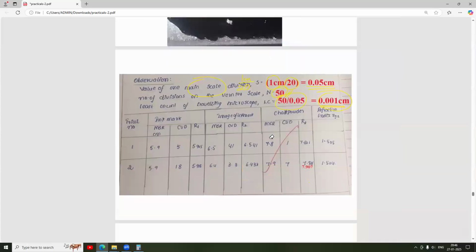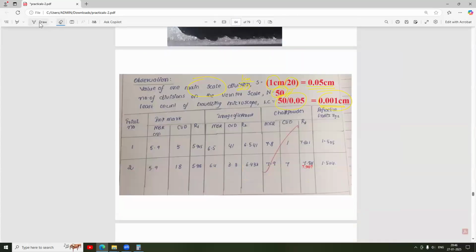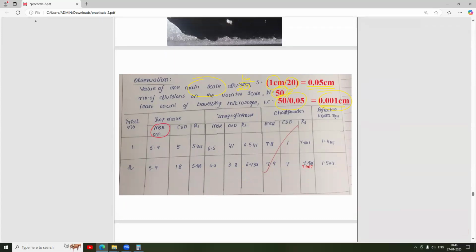So once you take the reading, remember in all of the readings here, MSR has the fraction: 5.9, 5.4, 7.8. You can have even 7.85 also. That is also possible. But CVD is simply a number: 5, 18, 41. This cannot be the CVD. CVD should be 33 and things like that.